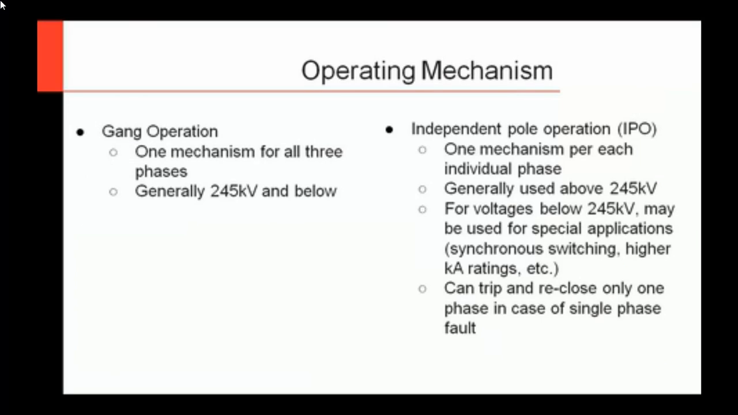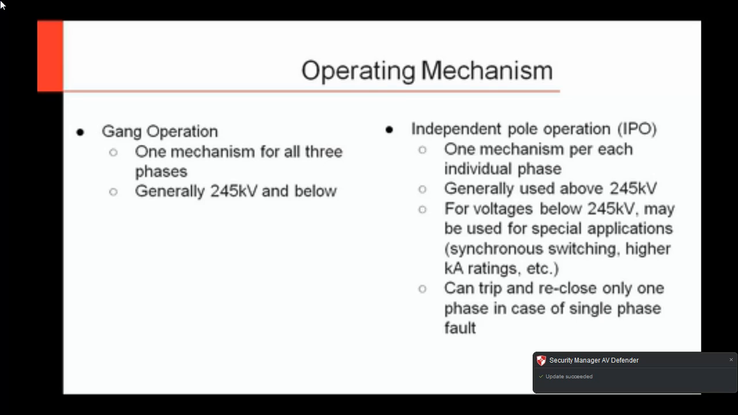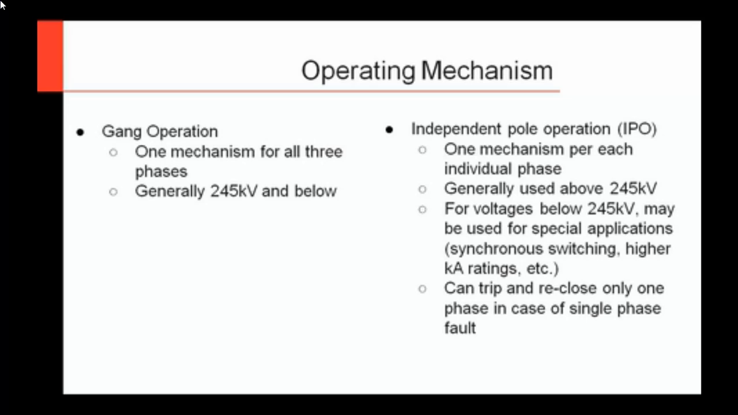There's a couple different designs or applications, I would say. When you have smaller voltages, maybe 245 kV and below, generally you'll have a gang-operated circuit breaker. This means you have one mechanism that controls all three phases. It'll be close to one, and there will be linkages going to the other two.